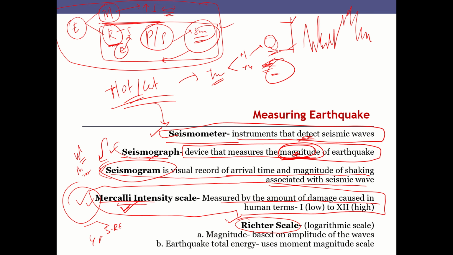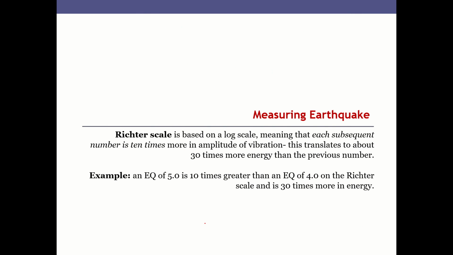The Richter scale is a logarithmic scale. It measures magnitude based on the amplitude of the waves, using a magnitude scale for the earthquake's total energy. We will look at this in a little more detail, not now, but a little later when we discuss case studies. This is required because we have to know what a 4 on the Richter scale is, what a 5 is, and what the difference between 4 and 5 is. In fact, I have put something for today as well, but we will discuss it in detail when we discuss case studies.